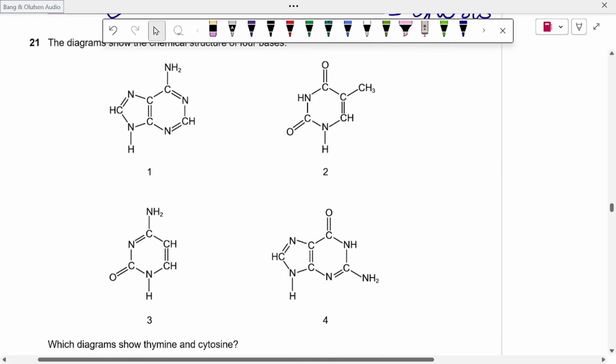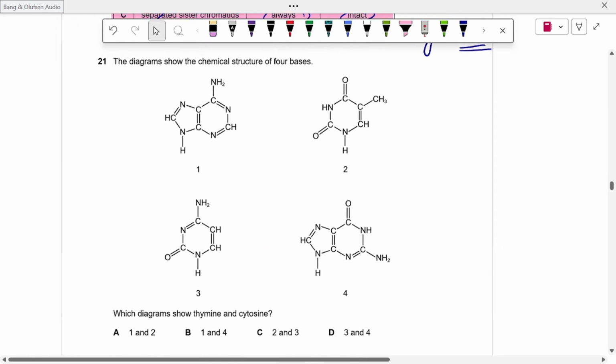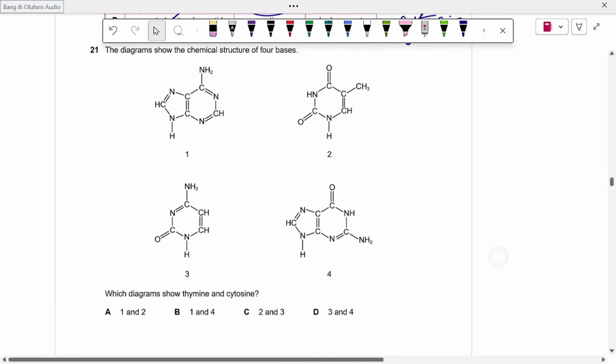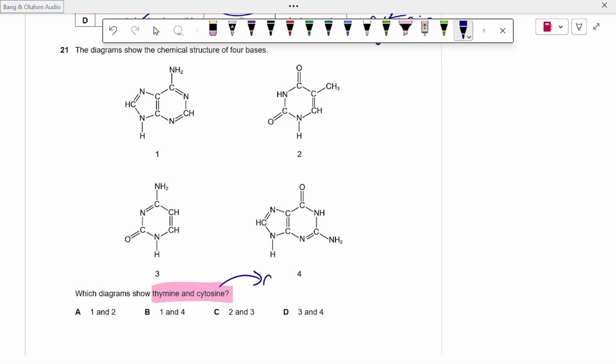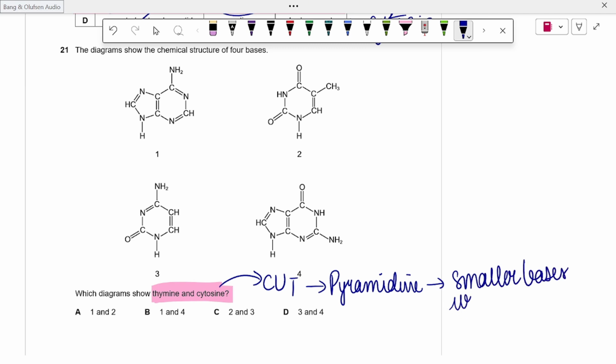The diagram shows chemical structure of four bases. कौन सी bases? ATGC. या AUGC, let's see. Which diagram shows thymine and cytosine? Thymine and cytosine. If you remember the trick, CUT. This was for pyrimidine bases. Pyrimidine bases are smaller bases with a single ring structure. So you're going to look for structures with one ring in them.